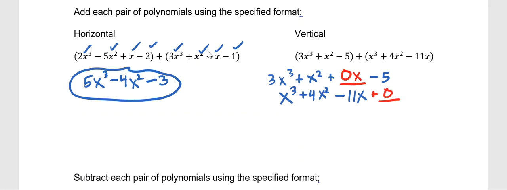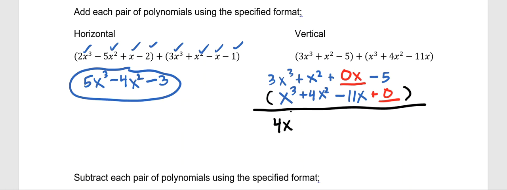Okay? And now all we're going to do is to add these columns down. So I'm going to say 3x to the third plus x to the third is 4x to the third. 1x squared plus 4x squared, well, that's 5x squared. 0x, otherwise nothing, minus 11x is negative 11x. Negative 5 plus 0 is just simply minus 5.